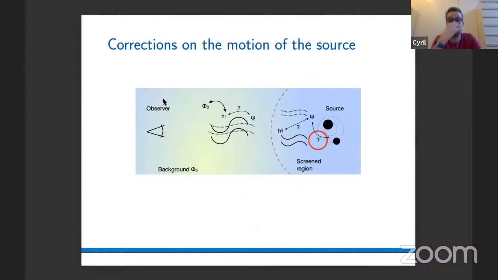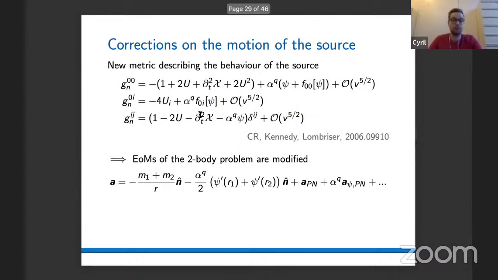All right, so now let's go calculate the effect of the scalar field. We will first look at the screened region here. So you have the scalar field psi, this small contribution that we saw we can find using the scaling method. And we first look at what is its effect on the behavior of the source. Since we can find the equation of motion for the metric and the equation of motion for psi, we can find the post-Newtonian approximation in this case.